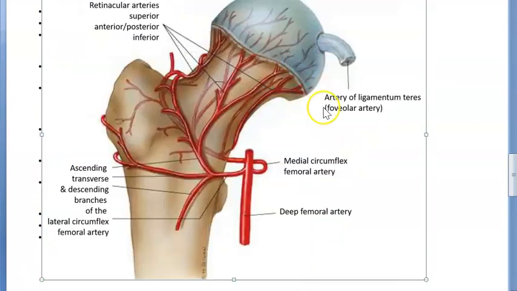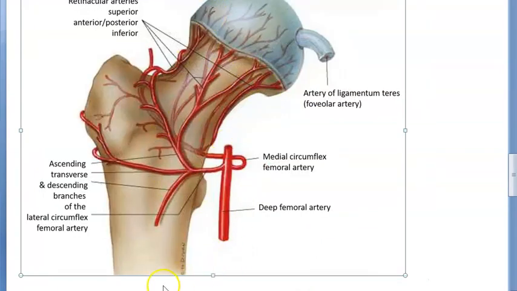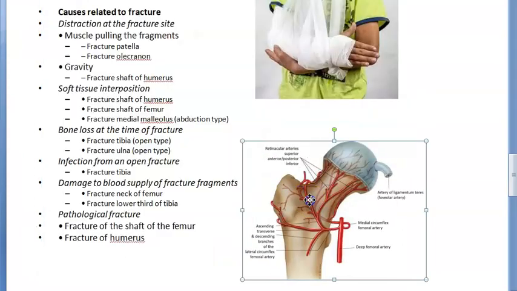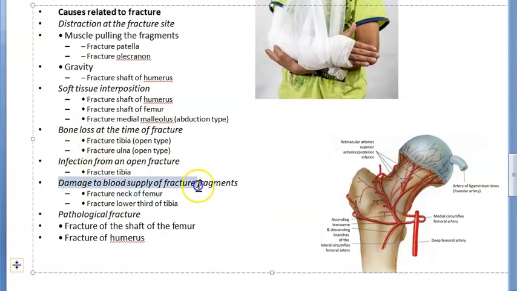Wait, let me show you the correct femur. Look at this, guys. Neck of femur, how is the blood supply? You can see the blood vessels here. Here you have the deep femoral artery. From that you have the medial circumflex, lateral circumflex, ascending, transverse and descending branches. Considering all these arteries, it's very easy for the blood supply to get affected by this fracture.